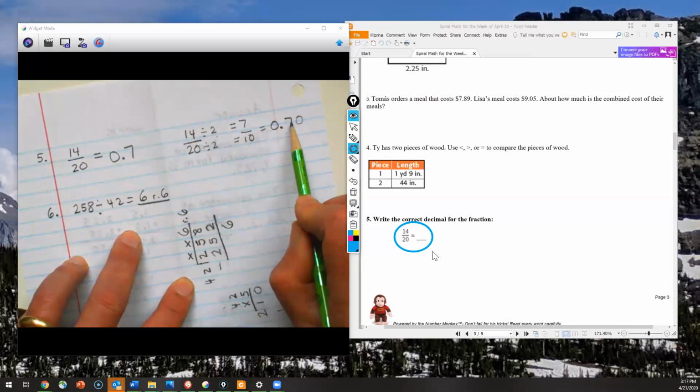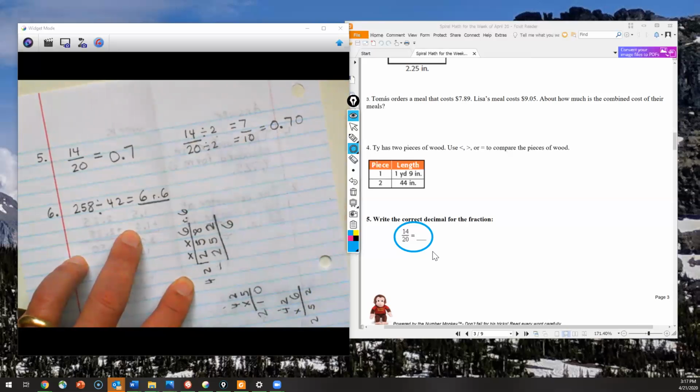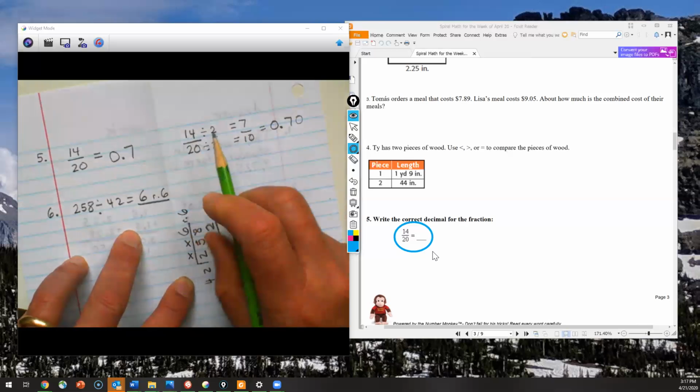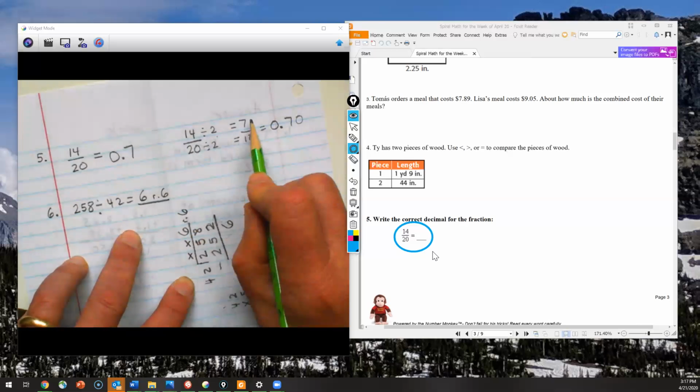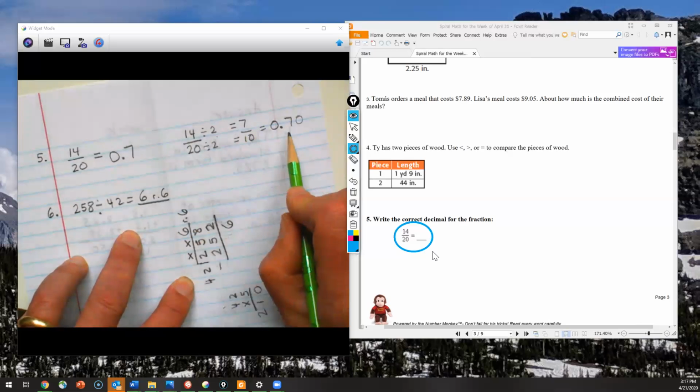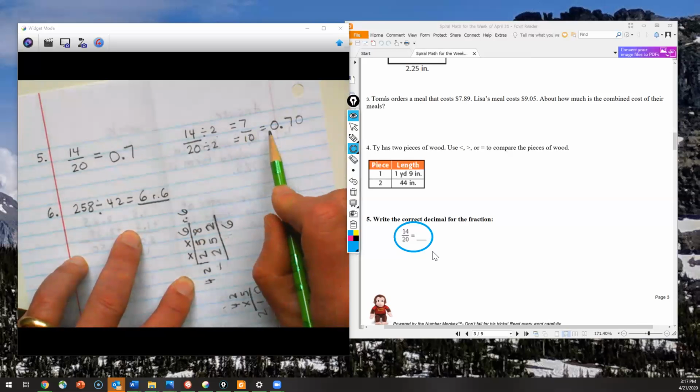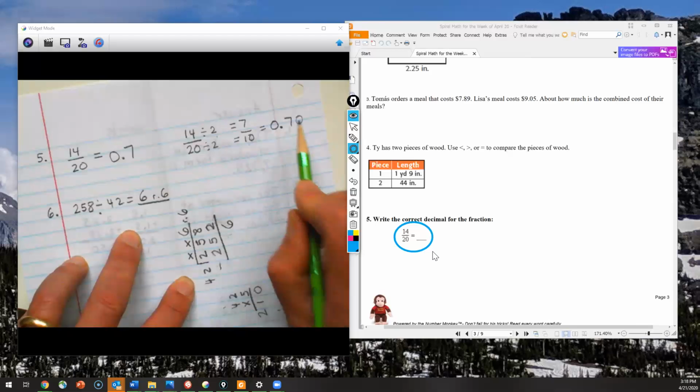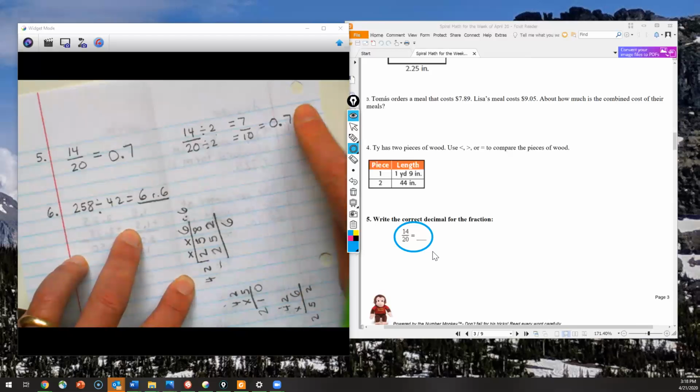Now I added a 0 here because some of you may have ended up multiplying both of these by 5 and gotten 70 over 100. That would have equaled 70/100, which is exactly the same as 7/10. They're exactly the same number, just adding a 0 to it. Either one's going to be okay.